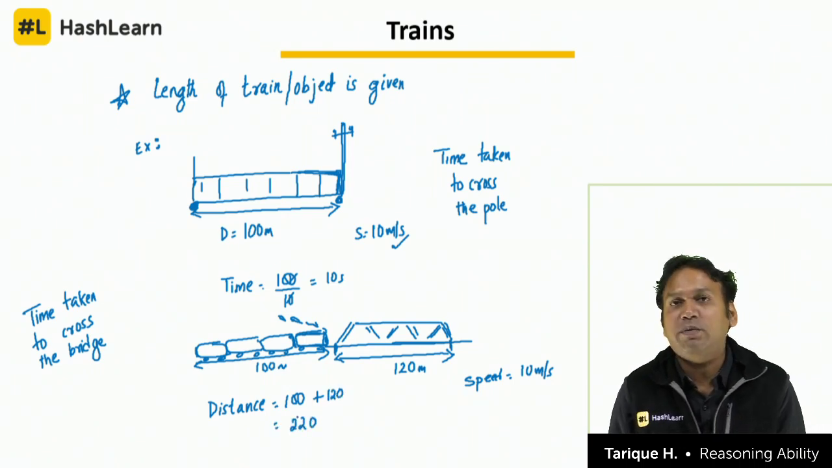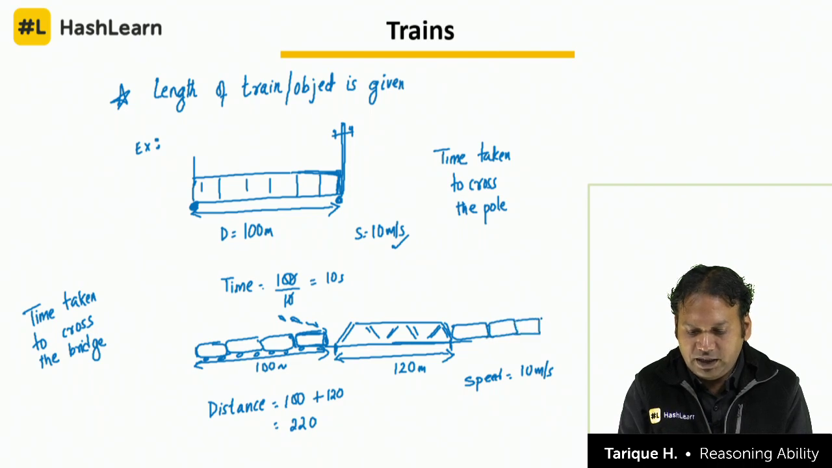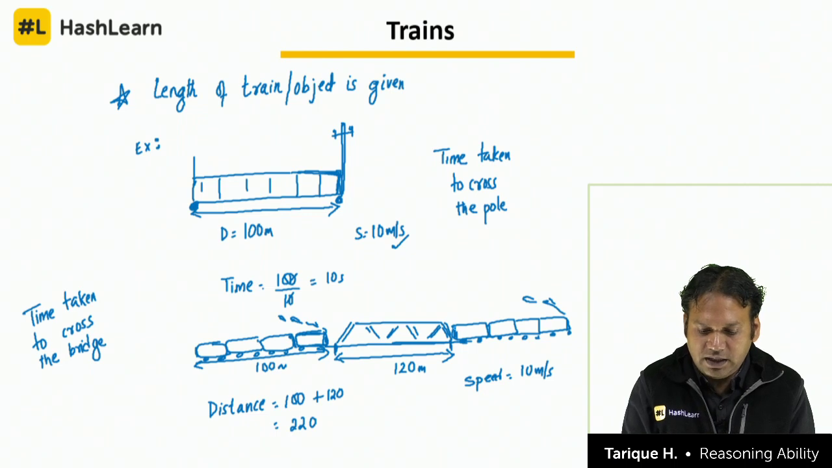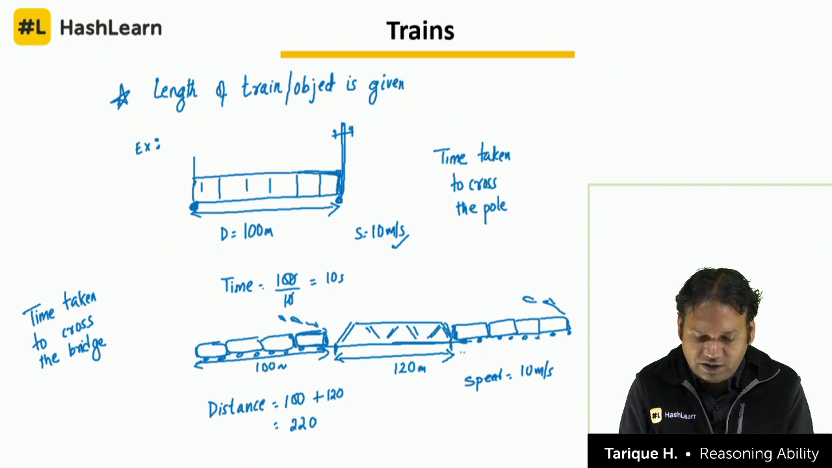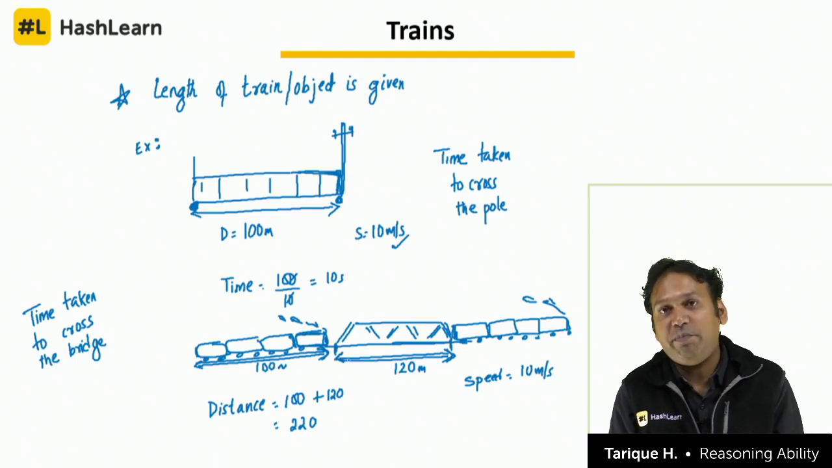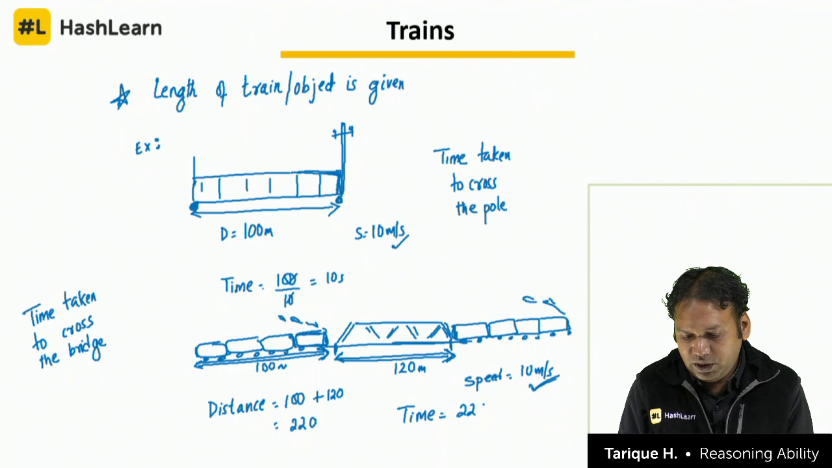So, the bridge is not a point object. Unless the train, after entering the bridge, completely comes out, we will not say that the train has crossed the bridge. That part you are just trying to understand here. Unless the train completely exits the bridge, we will not say the train has crossed it. So to cross the bridge, the train has to cover its length plus the length of the bridge. Now, speed is 10 meters per second. So time taken to cross the bridge will be equal to how much? 220 by 10, 22 seconds.